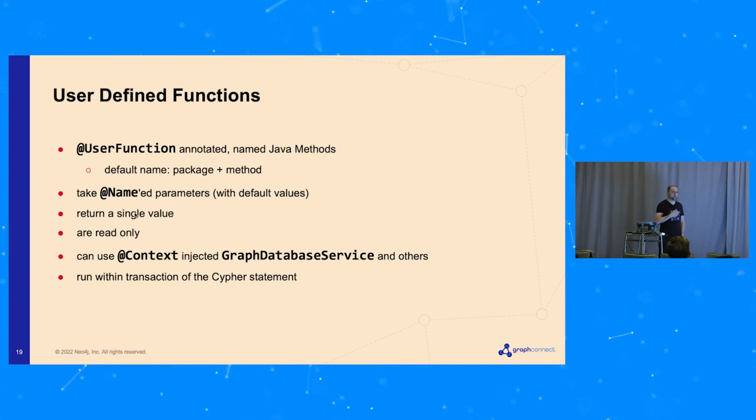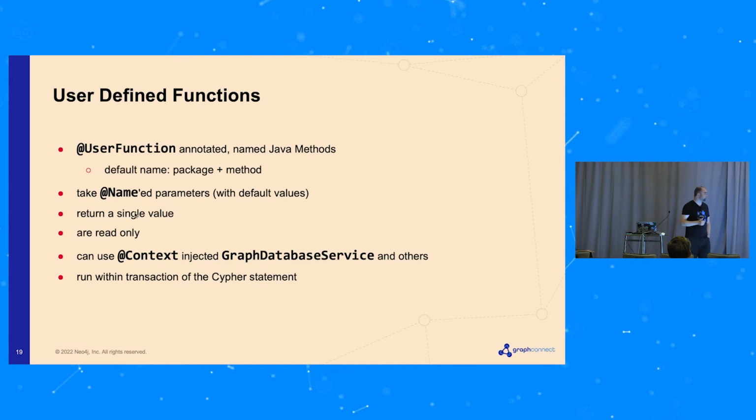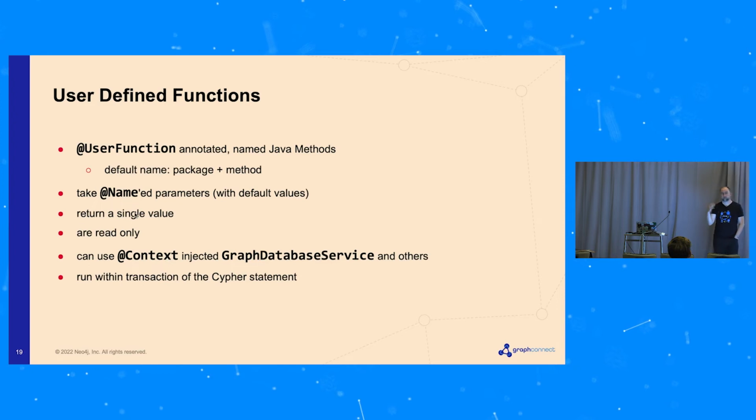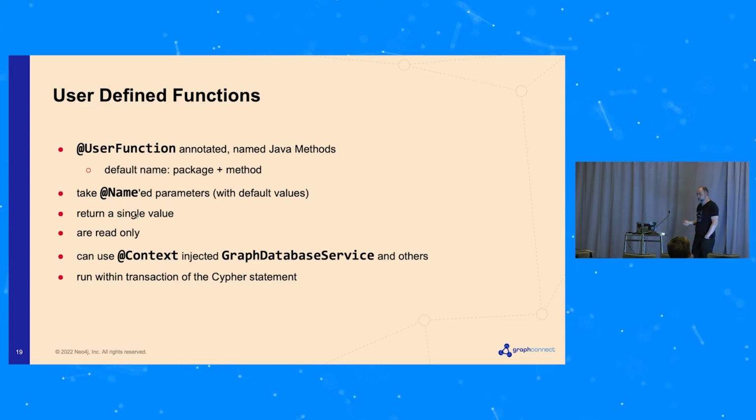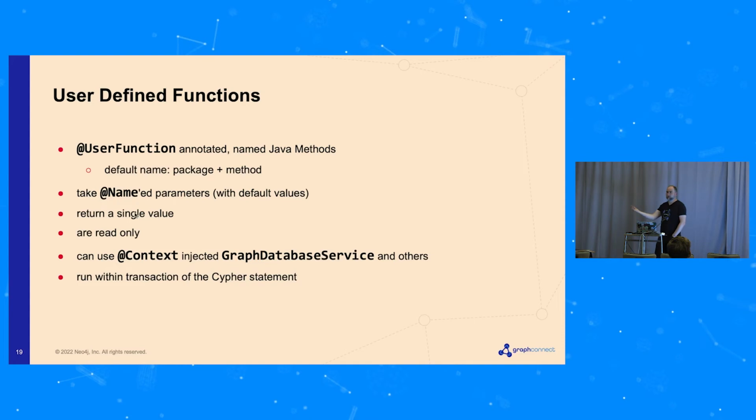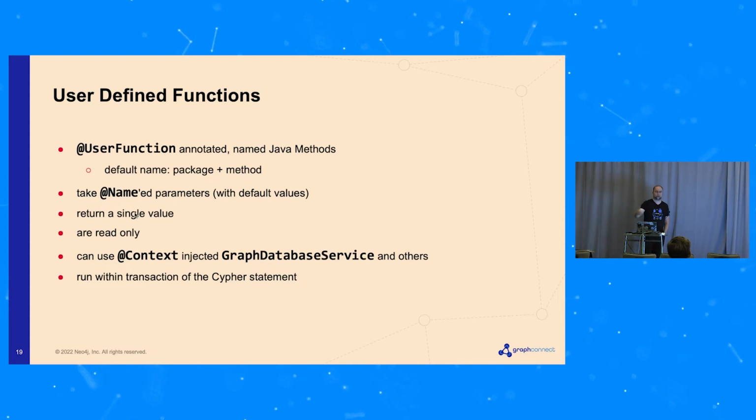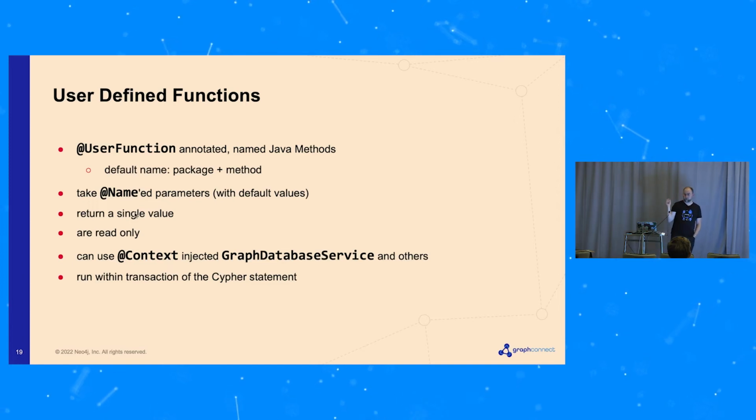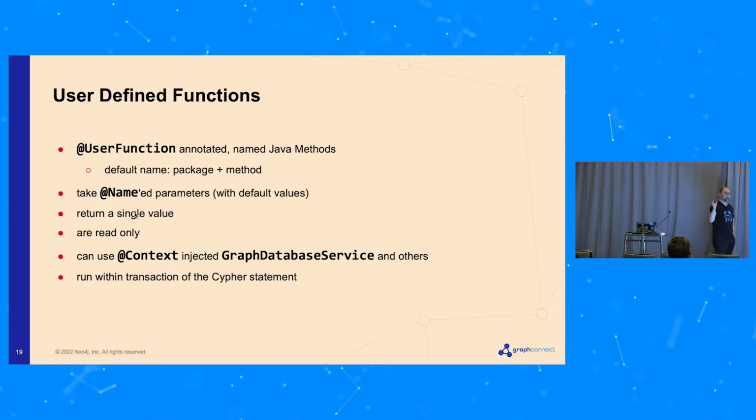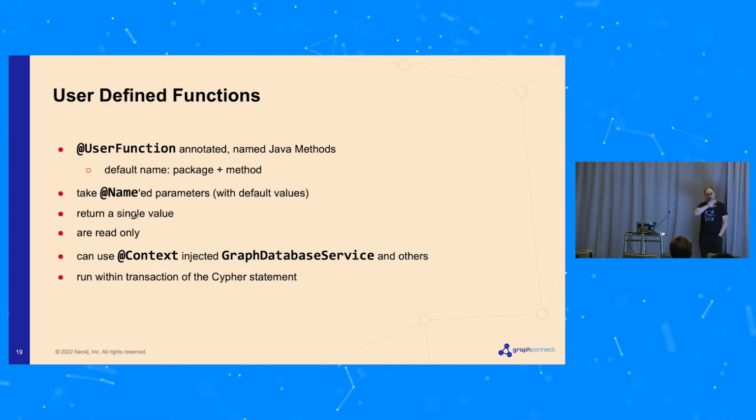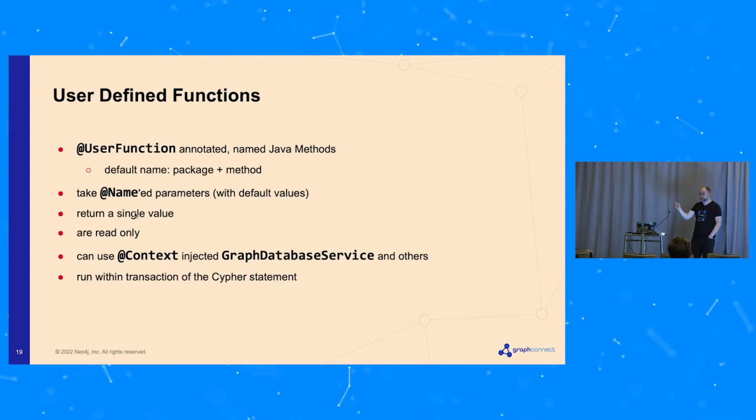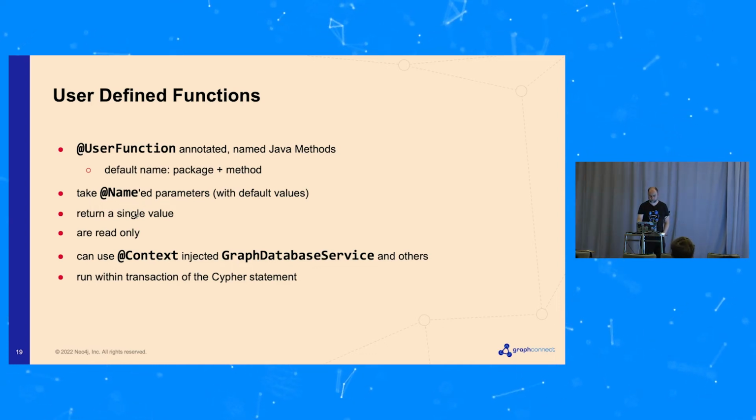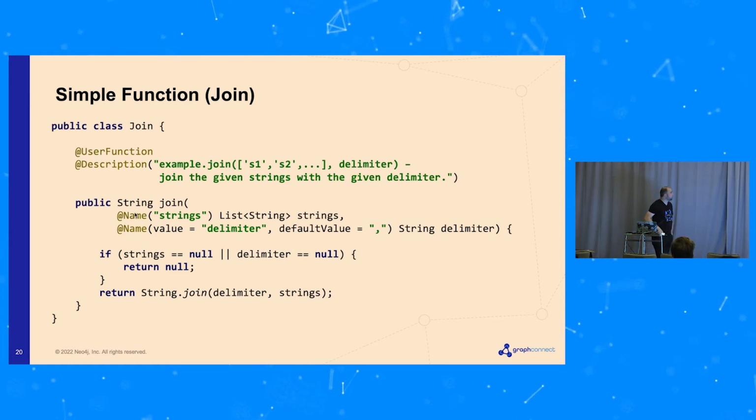As I already mentioned, user-defined functions return a single value and are read-only. You can still get additional access to internal services of Neo4j by using an @Context annotation on fields, which then injects things like the transaction, graph database service, logs, and so on. And all user-defined functions run within the transaction of the executing query. So if you have a query that runs, then every function that's called runs in the same scope of the transaction of this query. So what would this look like?